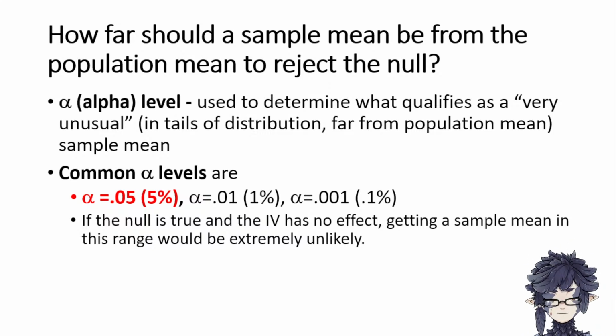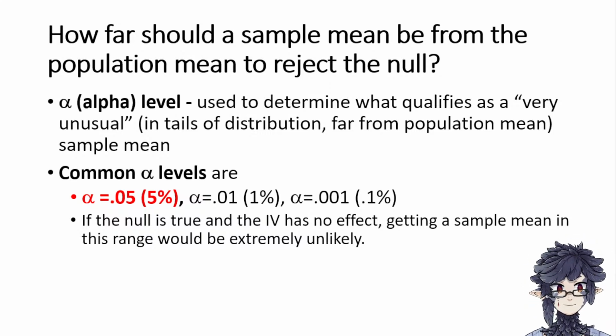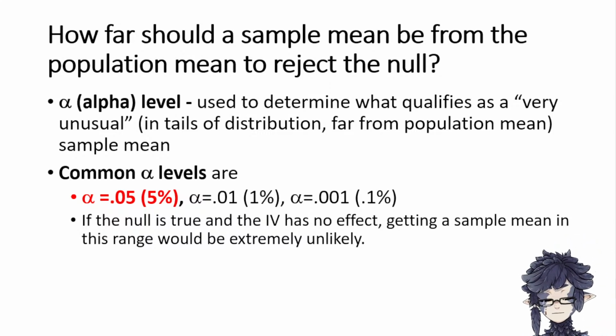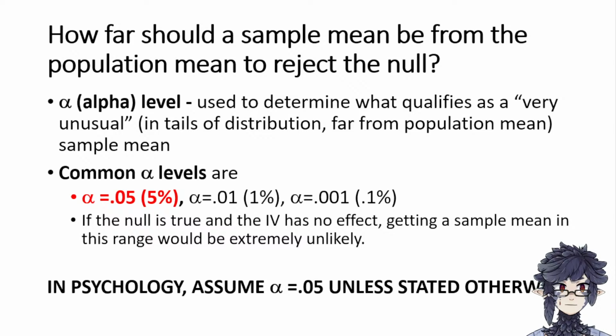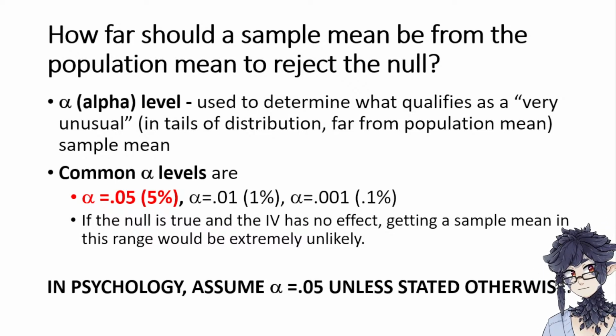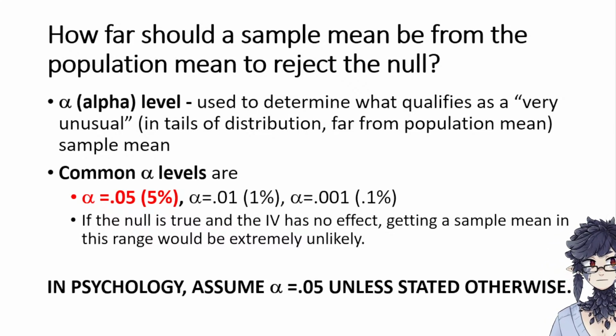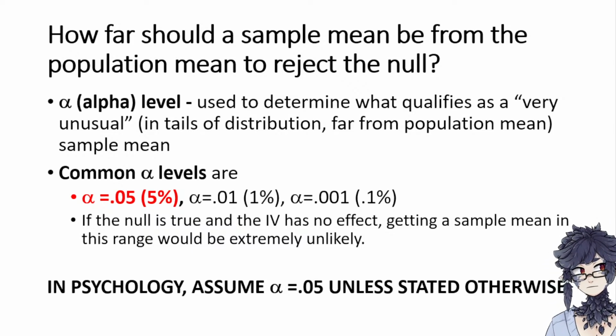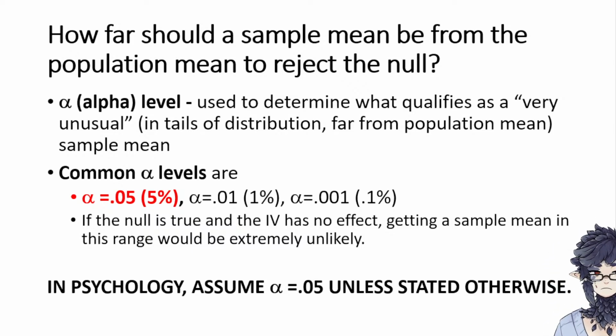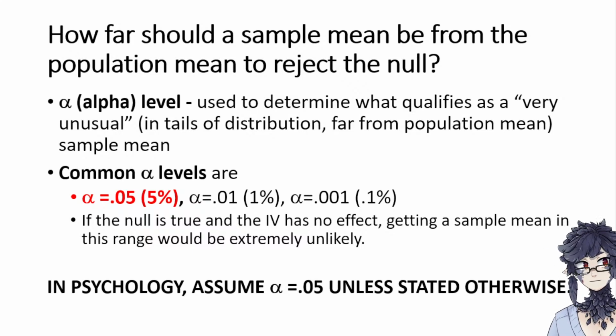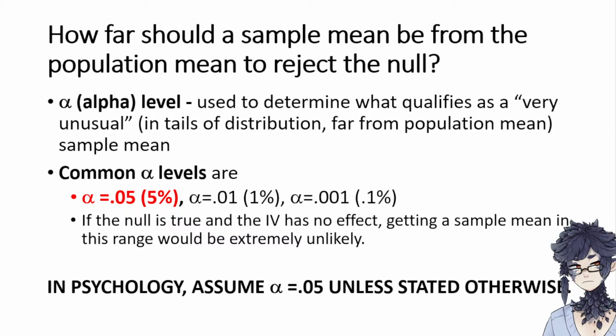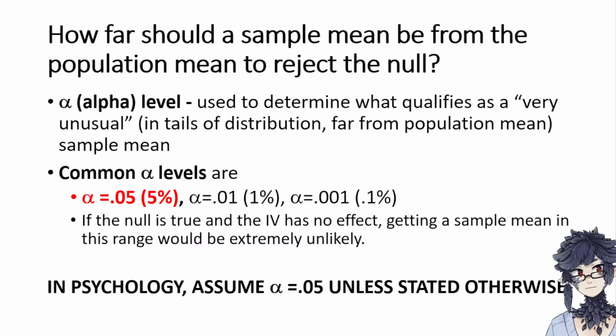There needs to be less than a 5% chance we would have seen this sample mean from our sample if there really was no difference between these two groups. In psychology, the standard alpha level is alpha of 0.05. This is by far the most common. If you're reading a paper and they do not tell you the alpha level, you can pretty much assume that it's alpha of 0.05. If they use another alpha level like 0.1 or 0.001, they will outright tell you, but if they say nothing, assume it's 0.05, because that's the default.